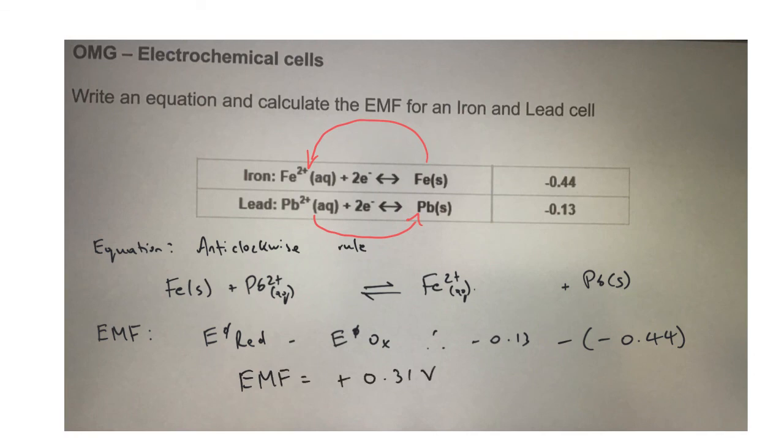And a huge thing is if my EMF is positive, that means a reaction will occur. If my EMF is negative, that reaction will not occur. So that's a nice way of checking when you've done your equation and you've looked at your oxidation and your reduction. Always think, right, is it positive? Should it happen?